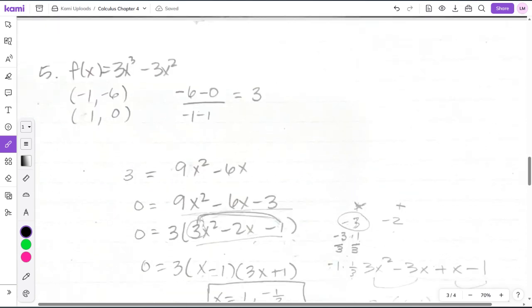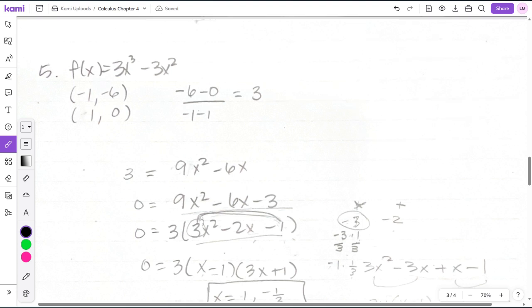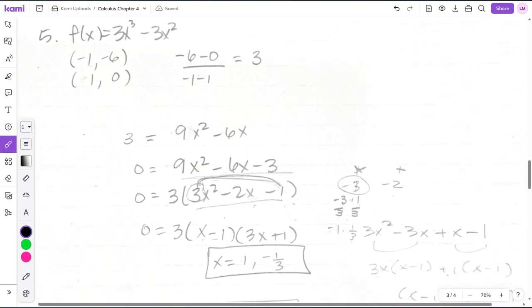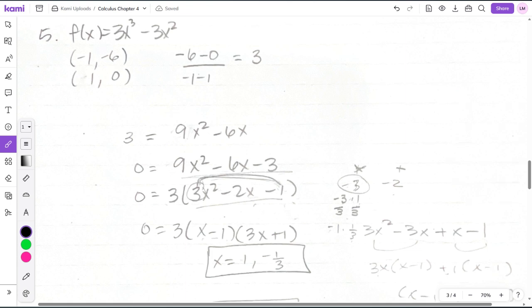I skipped number 4. I'll go back and do number 4. Number 5, ask for the derivative, where the derivative is equal to the slope of a secant line. So it says f of b minus f of a over b minus a, which is the slope of a secant line, equals f prime of c. So that's the slope of the tangent line, which would be the derivative. They want us to find the x value where those are equal.